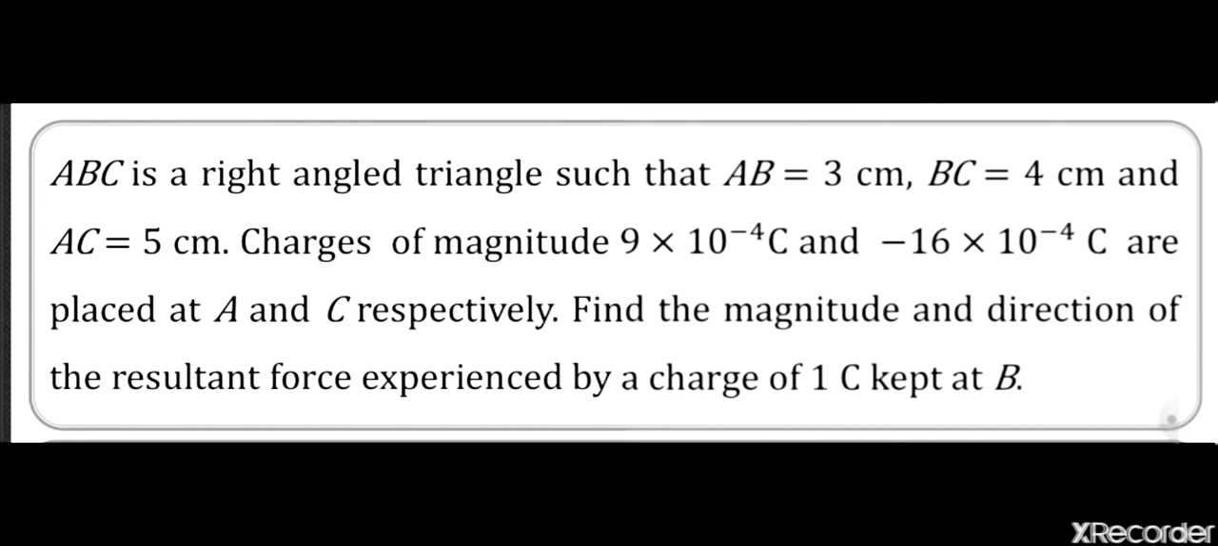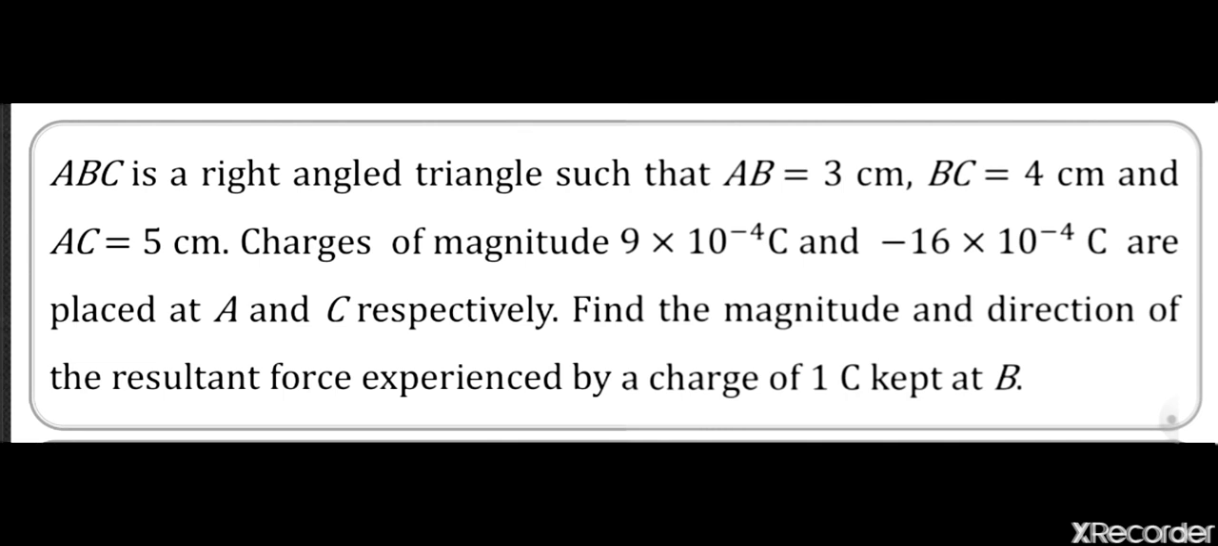The first problem. ABC is a right angle triangle such that AB is equal to 3 centimeter, BC is equal to 4 centimeter, and AC is equal to 5 centimeter. Charges of magnitude 9 into 10 power minus 4 coulomb and minus 16 into 10 power minus 4 coulomb are placed at A and C respectively. Find the magnitude and direction of the resultant force experienced by a charge of 1 coulomb kept at B.